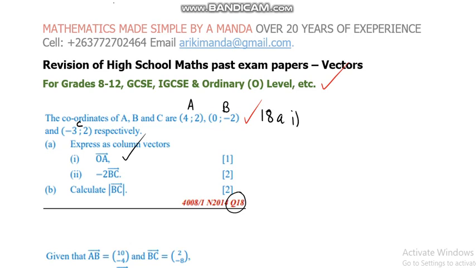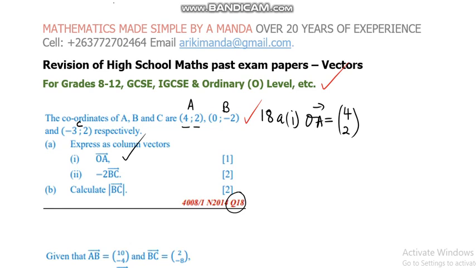So our question is 18A part 1. We've been told to calculate vector OA, right? OA is a position vector from the origin to A. It's as good as saying our vector is (4, 2). You can safely write (4, 2). This one is a position vector. It's very simple. So vector OA is (4, 2). The answer is simple. Whenever you are given a vector which starts with an O, it's as good as writing the coordinates of that letter in column form. Once you do that, you are done.